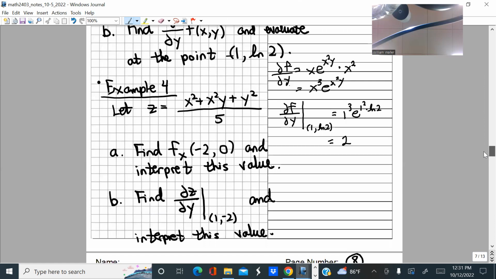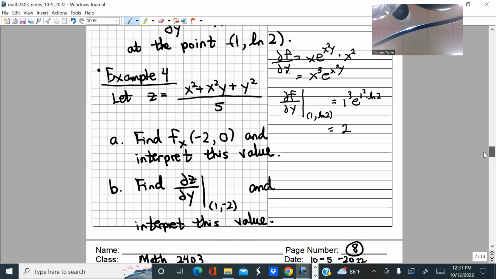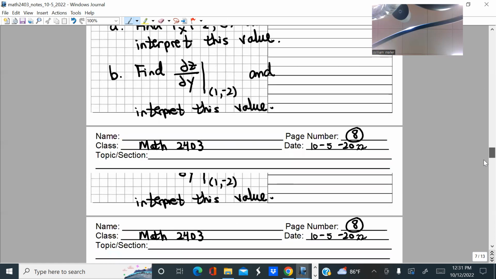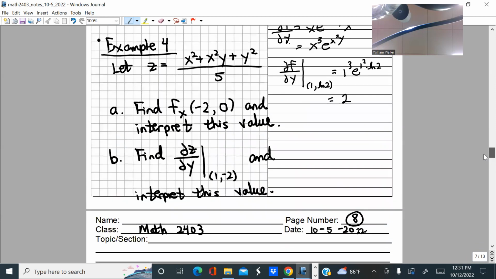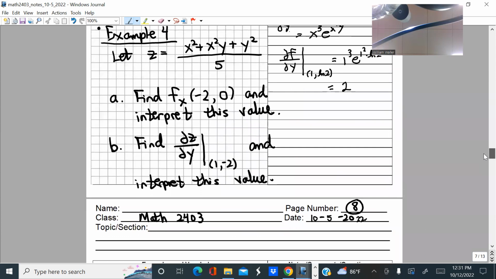All right, let's go back and try this one again. Okay, so this is that same surface we were looking at a moment ago. But let's not look at the surface because the surface is very confusing. Let's just do it here. All right, so find that partial with respect to x.